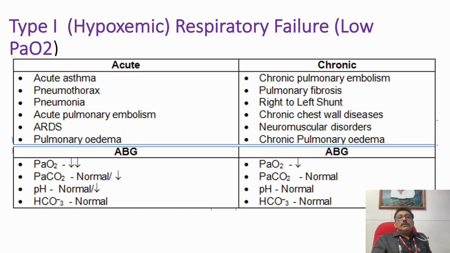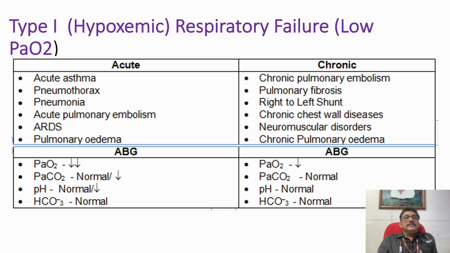Now, when we talk about respiratory failure, that means our normal physiology is changed. Due to some problem, the normal physiology is changed. We can see there are 4 types of respiratory failure: type 1, type 2, type 3, type 4. The major types are type 1 and type 2. Type 1 means hypoxemia is there. Oxygen levels are low, but carbon dioxide is not built up. Carbon dioxide is not increased.